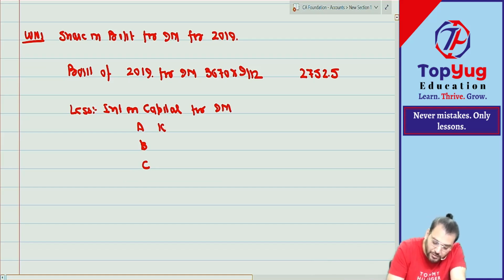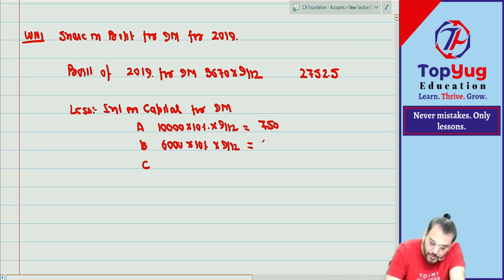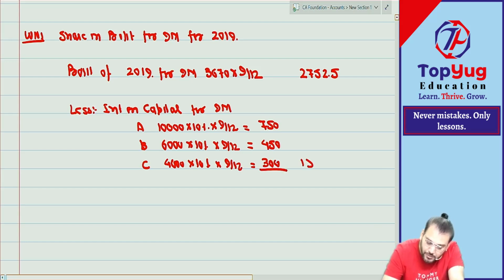Then can you give me interest on capital for 9 months for each partner? It is 10,000 into 10% into 9 by 12. How much? 750. Then 6,000 into 10% into 9 by 12. How much? 450. Then 4,000 into 10% into 9 by 12. How much? 300. Total is 1500.